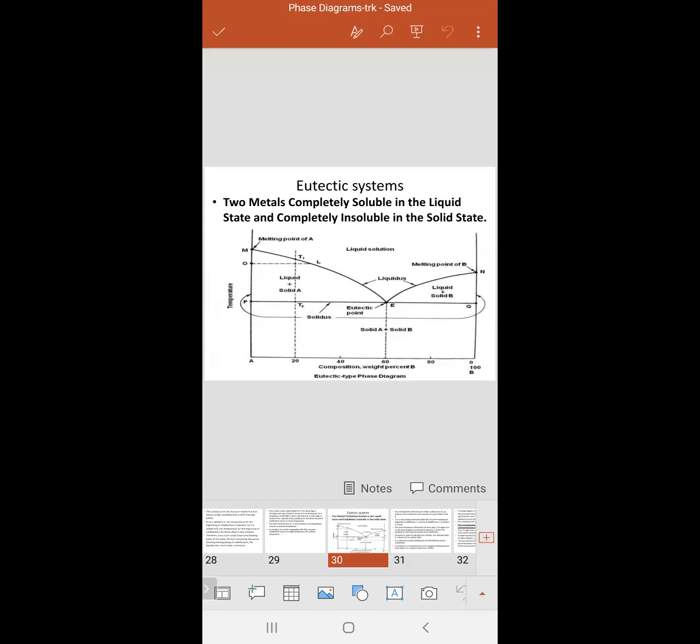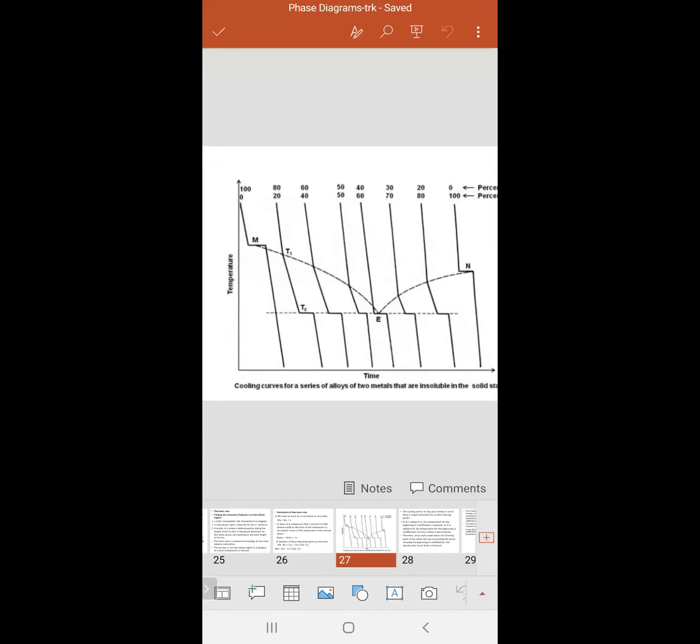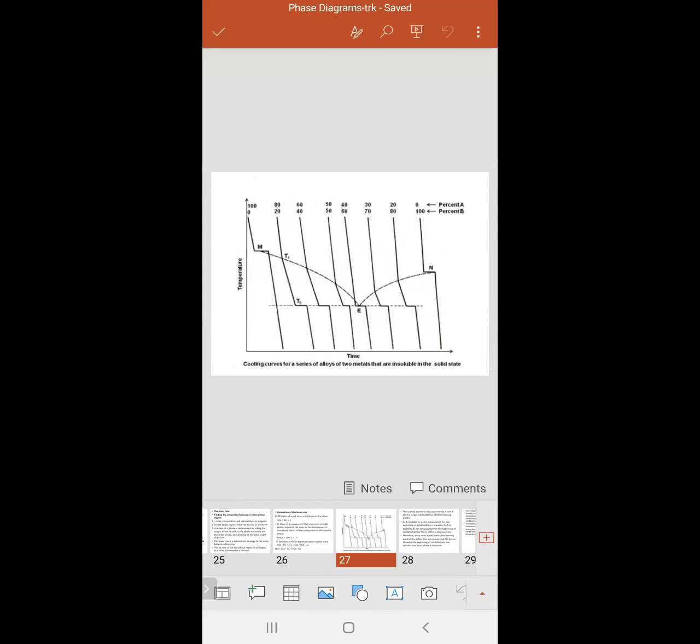How to draw this was shown in the previous slide. How can you get that curve? We got the curve from cooling curves. A phase diagram can be drawn using cooling curves.